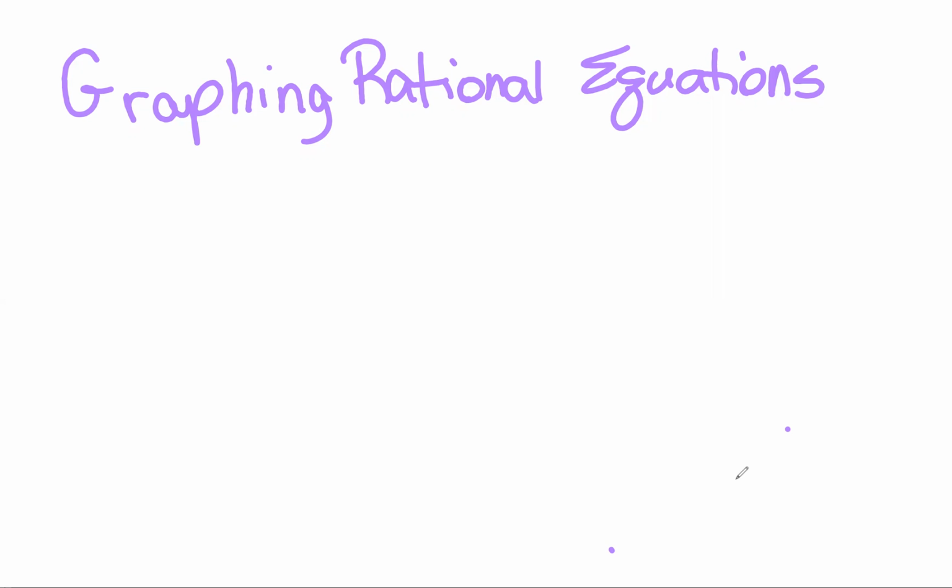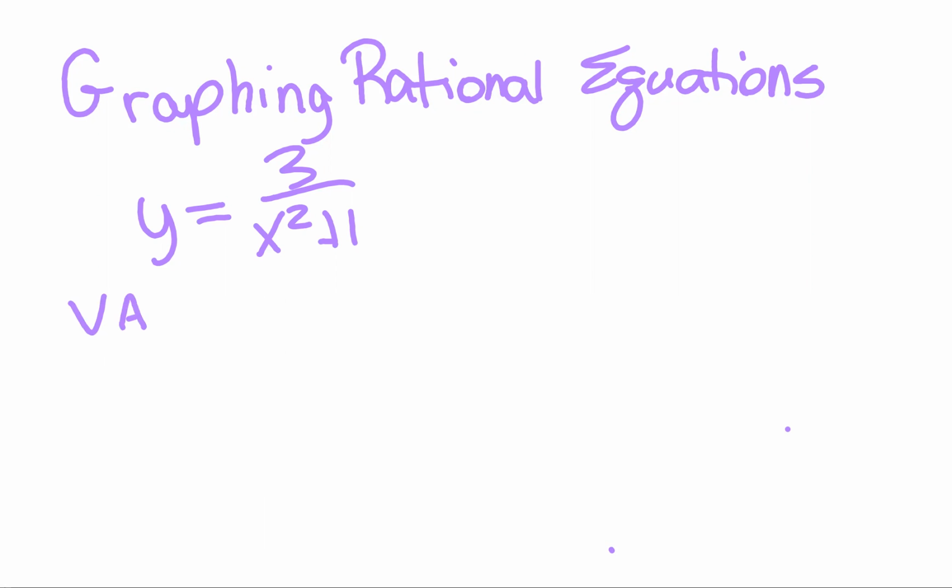Hi guys, today I'm gonna give another part two of harder rational equations that you might have to do. So if I have something like y is equal to 3 over x squared plus 1, I know I can look at this and see that the degree of the denominator is going to be greater than the degree of the numerator.